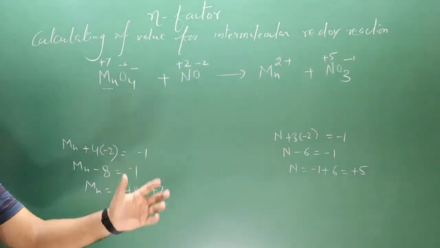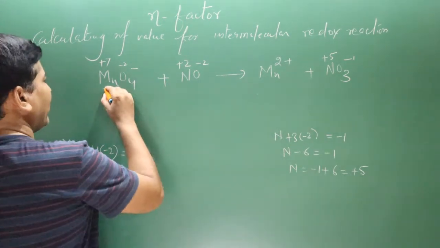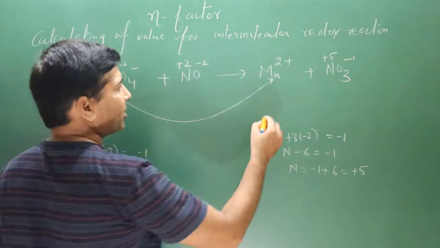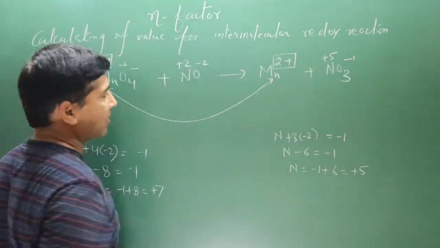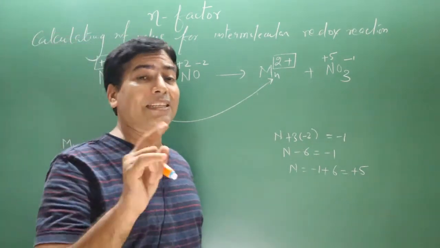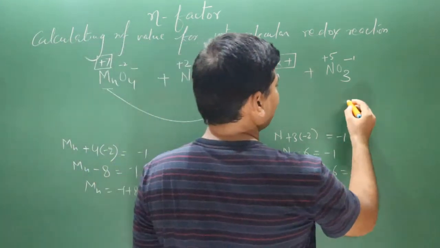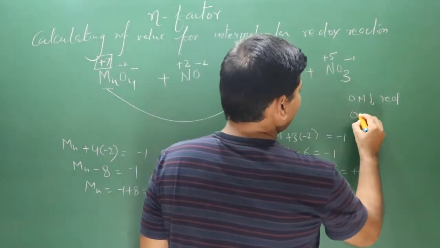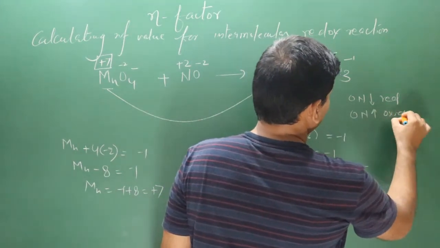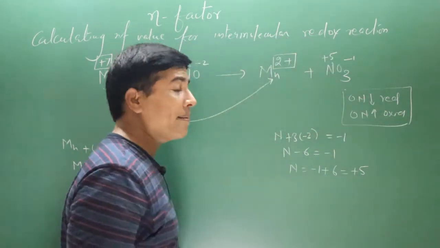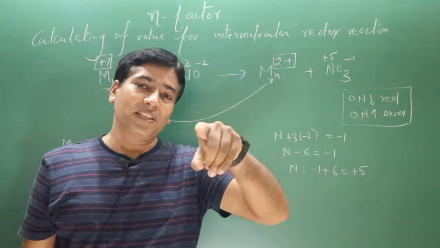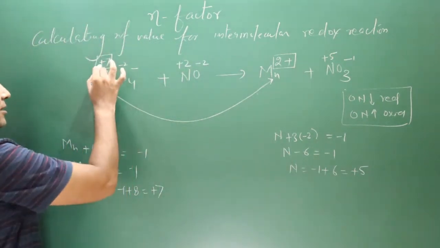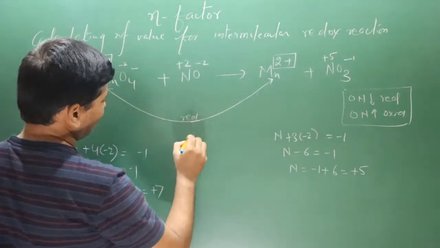Now we can compare the oxidation number of the same element, manganese to manganese. On the left side manganese shows +7 oxidation number, on the right side it shows +2. From +7 to +2 is a decrease in oxidation number. We have already learned in the previous lecture that a decrease in oxidation number is always a reduction reaction, and an increase in oxidation number is always an oxidation reaction. Very simple concept. You can see there is a decrease in oxidation number, that's why it is a reduction reaction.